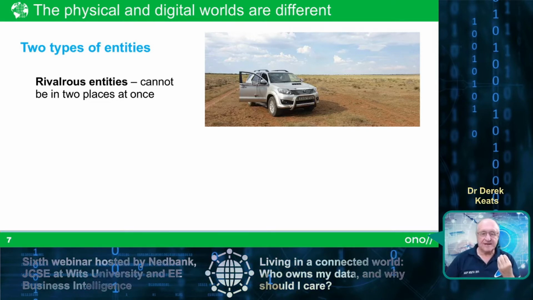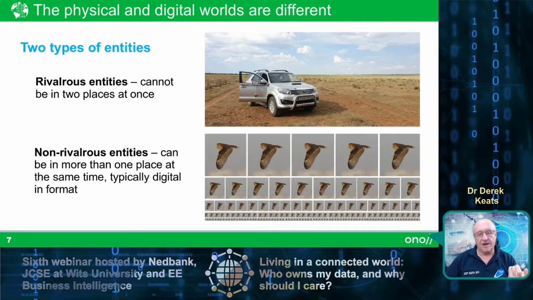There are some physical entities like the atmosphere, for example, which are probably closer to being non-rivalrous, since we don't package up the atmosphere and sell it to people to breathe, although that may come one of these days. So non-rivalrous entities can be in more than one place at the same time, and they're typically in digital format. So my photograph of this amazing grass owl here can be in thousands of places at the same time. And having it in 1,000 places doesn't necessarily inherently cause me any harm.